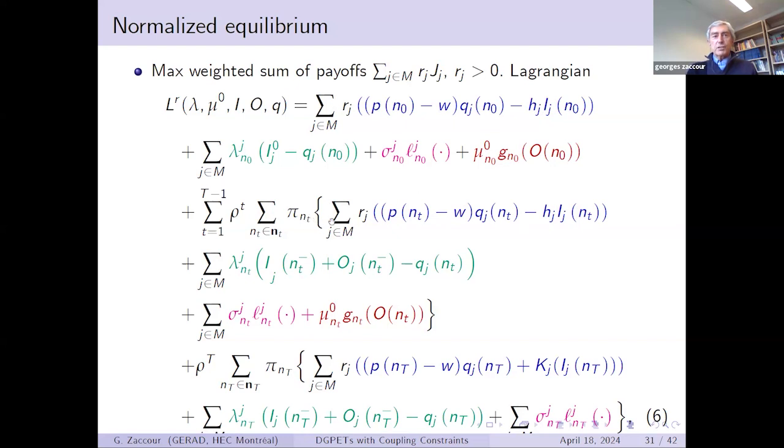And of course, I have to sum over the nodes and to discount. What is in green? This part is the right-hand side of the dynamics multiplied by the co-state variable. And in this, I don't know the name, maybe it's magenta color. So this is the constraint saying that what you can sell cannot exceed what you have in the inventory multiplied by the Lagrange multiplier. So you have it at all nodes.